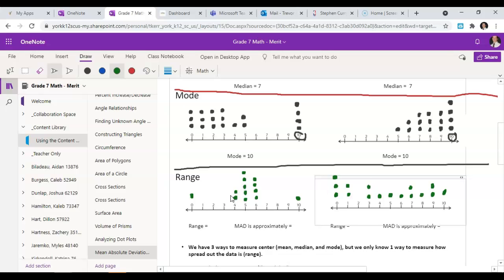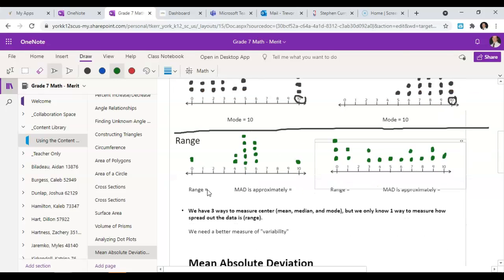So let's look at it and see. Well, to find the range, you subtract the highest and the lowest, right? So the highest is 10, the lowest is 0. So if this goes from 0 to 10, well, that range is 10.